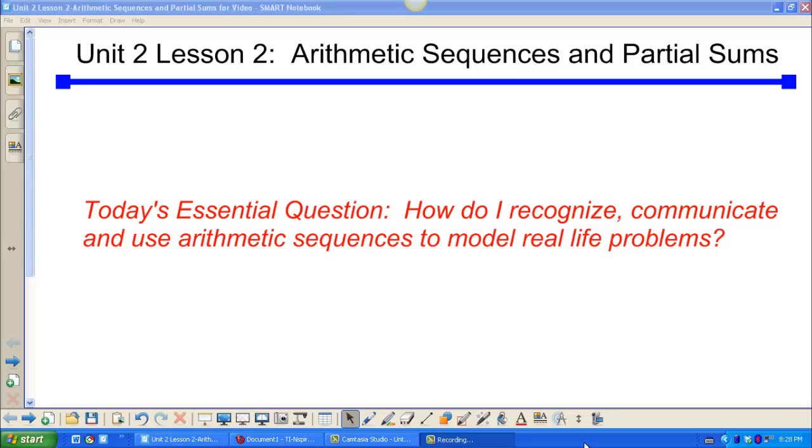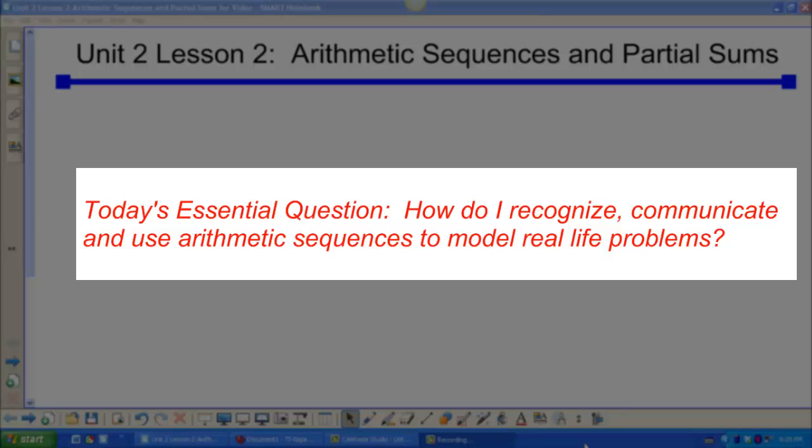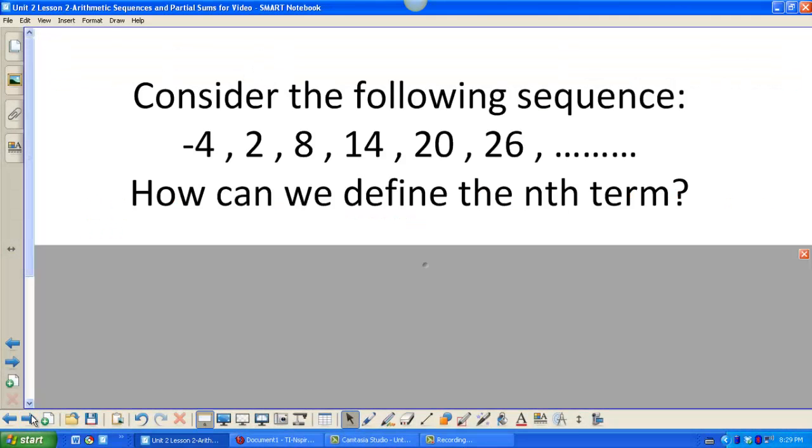And welcome to Unit 2, Lesson 2, where we're going to discuss arithmetic sequences and partial sums. You need to be able to recognize, communicate, and use arithmetic sequences to model real-life problems. So consider the following sequence. We have -4, then 2, 8, 14, 20, and 26. By the end of the lesson, you would be able to write a formula to define the nth term.